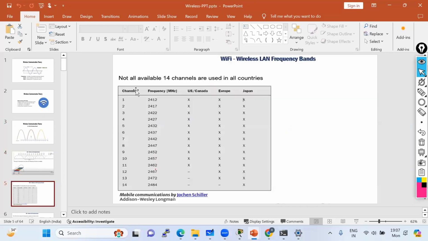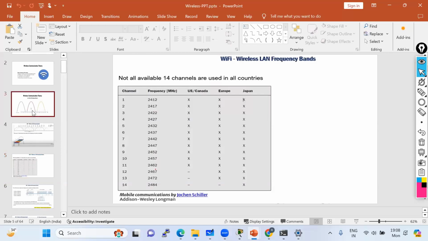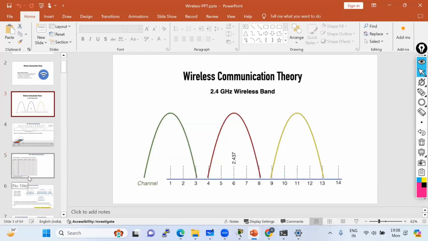So if I go here, you can see these 14 channels are available in 2.4 gigahertz, right? And they are going to be used for different countries. And in 5 gigahertz, we have more channels, a total of 24 non-overlapping channels available here. Here we have just 14 channels. Out of these 14 channels, 3 channels are non-overlapping, meaning these channels cannot cause any kind of interference, right?